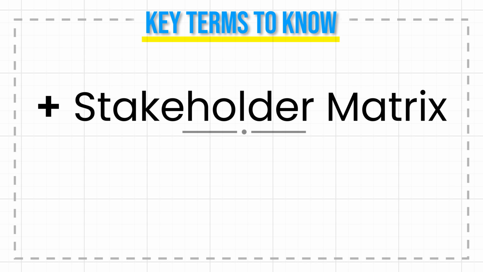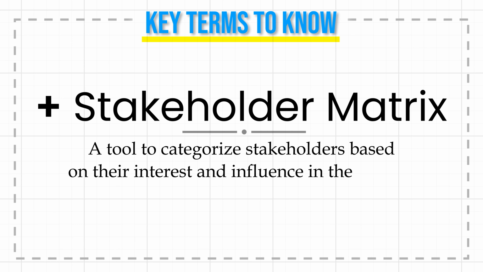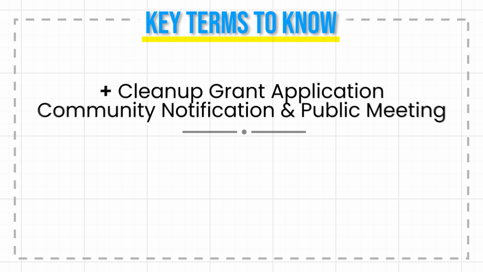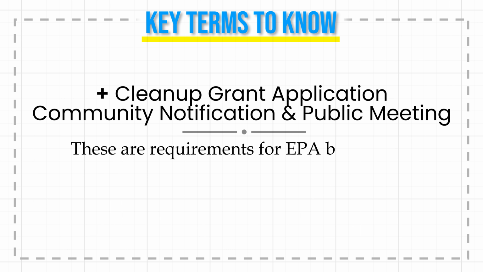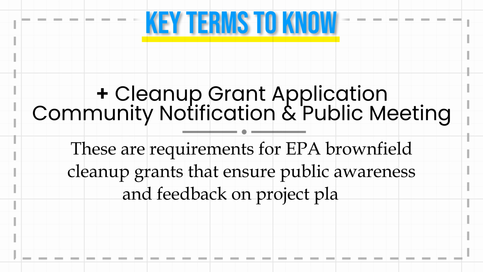Stakeholder matrix. A tool to categorize stakeholders based on their interest and influence in the project. Cleanup grant application community notification and public meeting. These are requirements for EPA Brownfield cleanup grants that ensure public awareness and feedback on project plans.